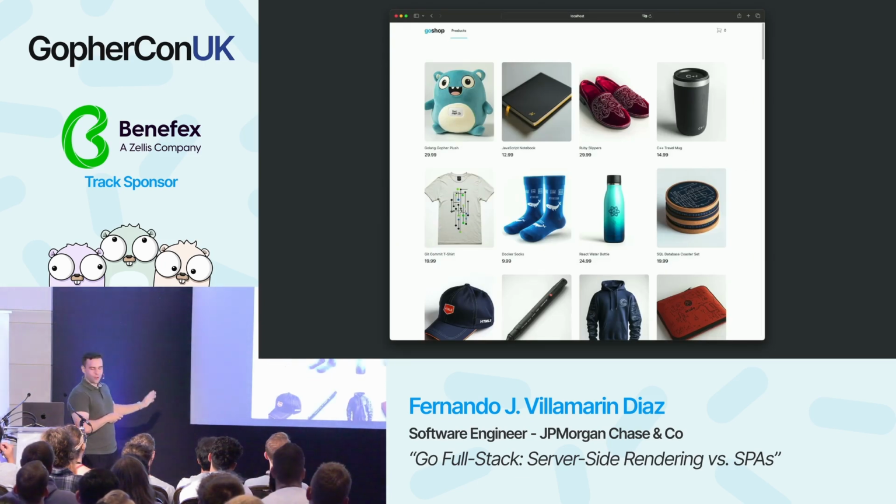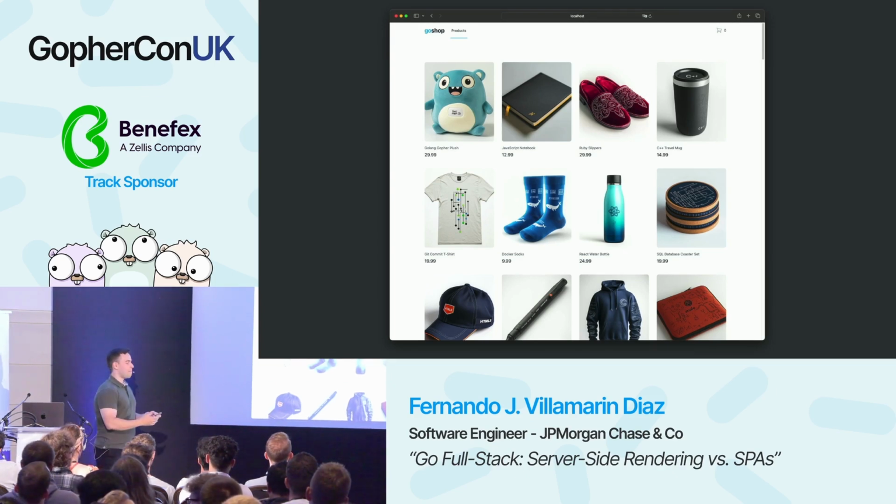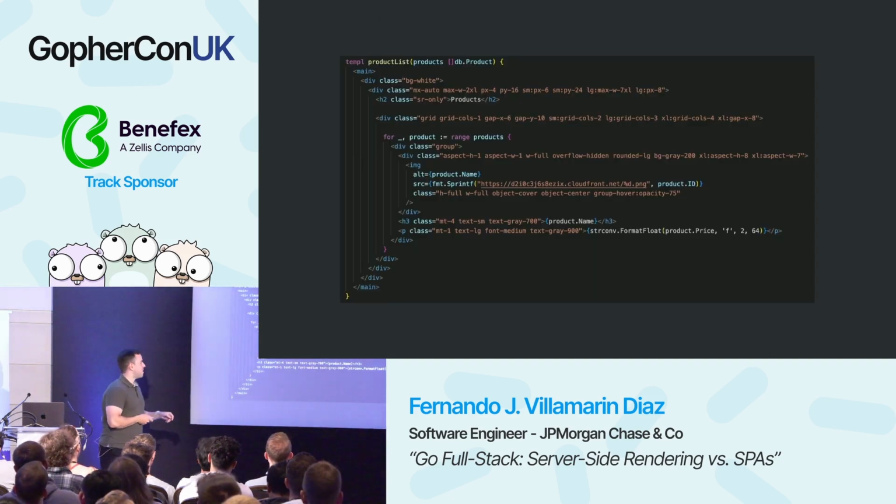So going back, we're going to take a look at this, the product list. So how would we go about building this in Go? Like I didn't say, but the framework that we will be using is Templ, which is a framework that allows you to template things in HTML and render them in Go. And this is basically the code.